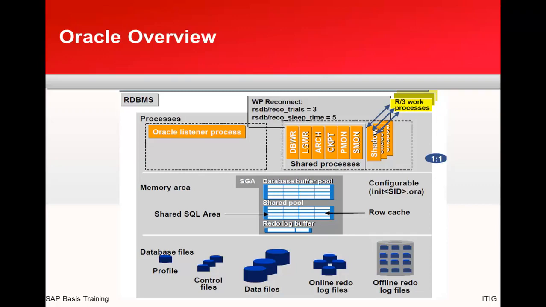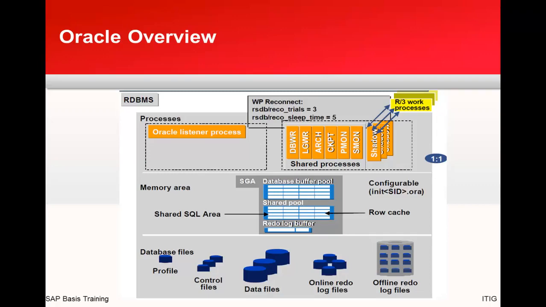If we go down, what you are seeing is the database files, at the file level. You have the profiles, which store the profile information. Then you have control files, and data files where all the data is kept. Then you have online redo logs and offline redo log files. So these are the different components in terms of processes, memory and files that the Oracle database comprises.